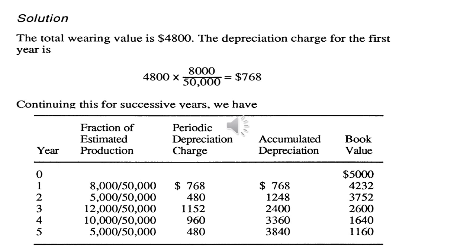In the fifth year, the last year of the machine, 4,800 must be multiplied by 5,000 over 50,000 total units. So that the periodic depreciation is the same result as the second year, 480. 480 must be added also to the accumulated depreciation 3,360 to take the result 3,840. 3,840 must be subtracted from the book value 5,000 to give a result 1,160. This is the final result of the book value. The book value is 1,160, but the scrap value is 200.